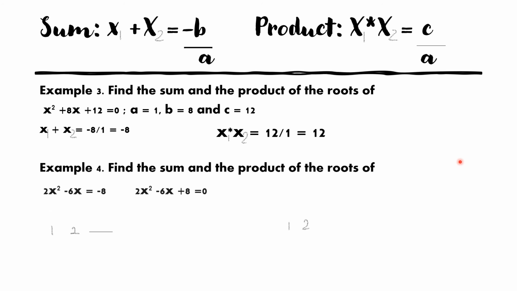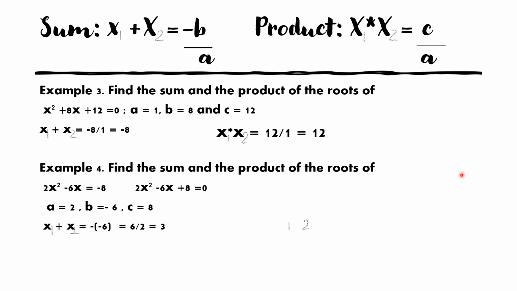Okay, let's have another one. Look at this. This one is not in standard form yet. So we need to move this to the other side of the equation and it becomes positive, because we need to add positive 8 on both sides of the equation. So the resulting equation now is 2x squared minus 6x plus 8 is equal to 0.